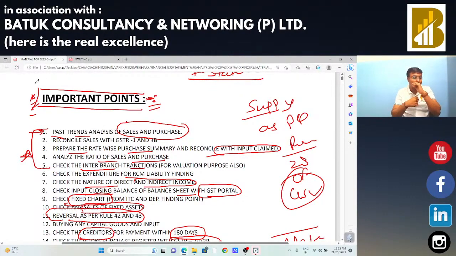Elaborate depreciation on fixed assets and ITC related to it. Yes, we'll share the recording link of the session on your WhatsApp group. By today evening we'll share the recording link.